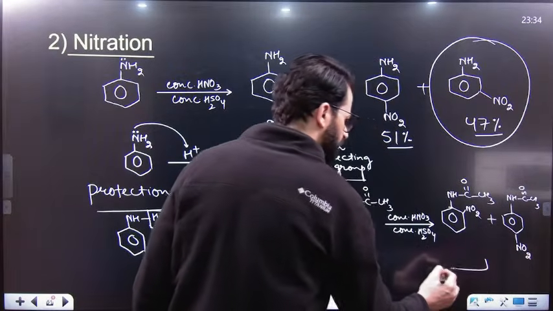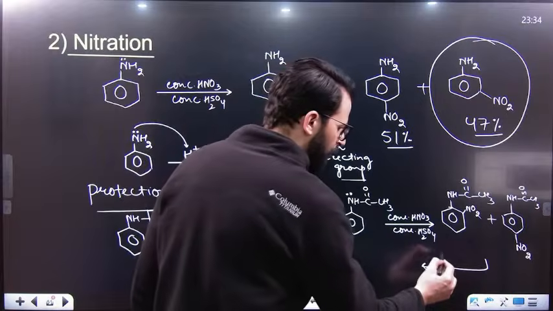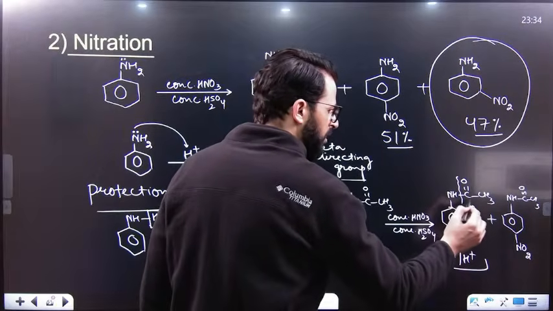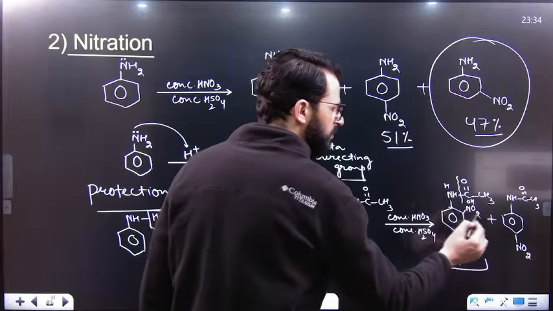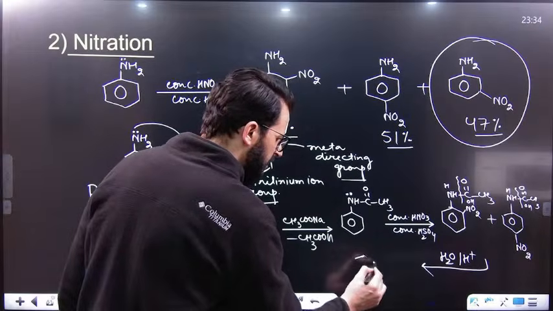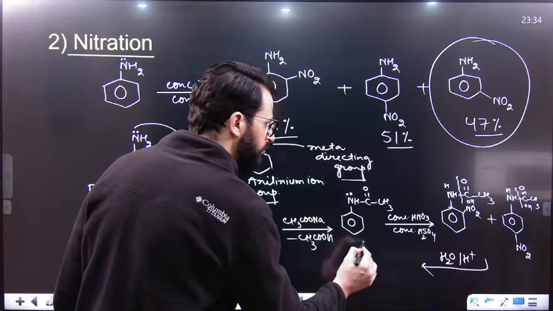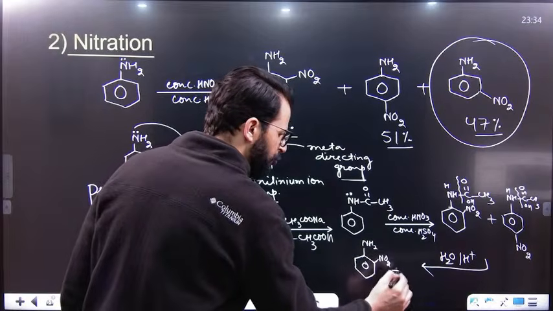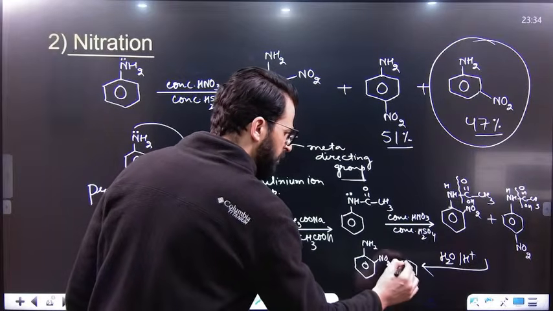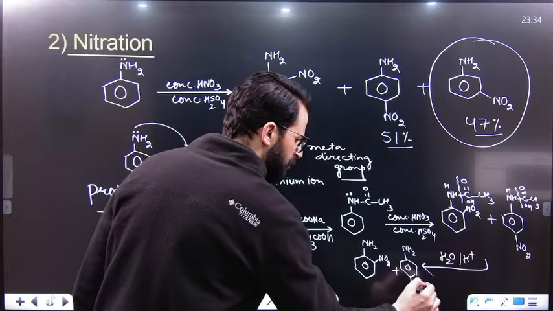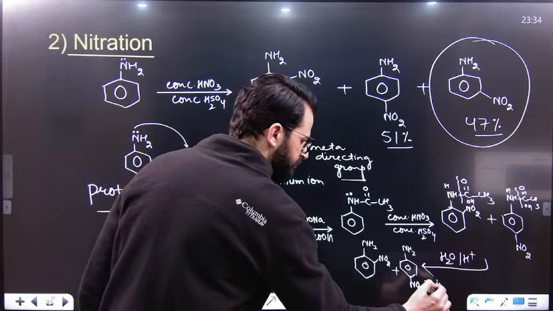And finally, what will happen? Finally, we will do hydrolysis. By hydrolysis, we will simply remove this acetyl group and we will obtain our desired products. That means ortho-nitroaniline and para-nitroaniline, but para-nitroaniline will be the major product. So this is the major product.